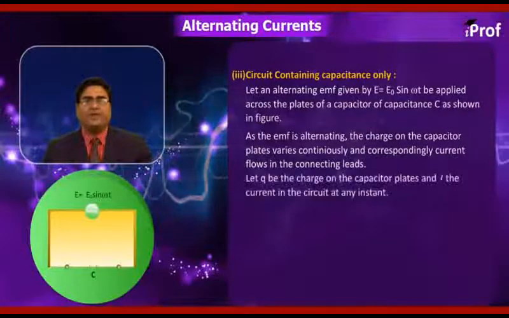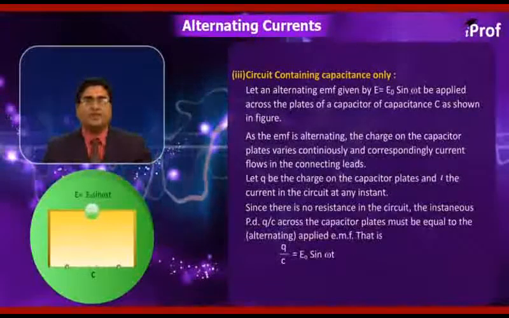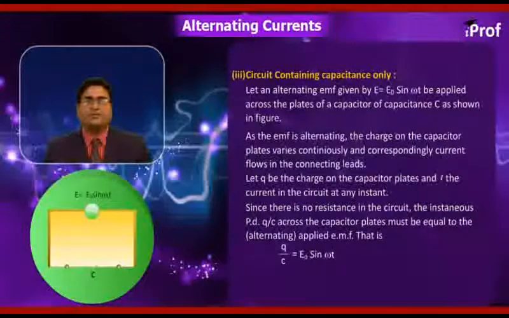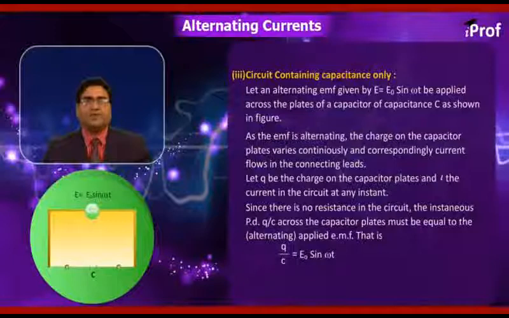Let Q be the charge on the capacitor plates and I the current in the circuit at any instant. Since there is no resistance in the circuit, the instantaneous potential difference Q upon C across the capacitor plates must be equal to the alternating applied EMF, that is Q upon C equal to E.